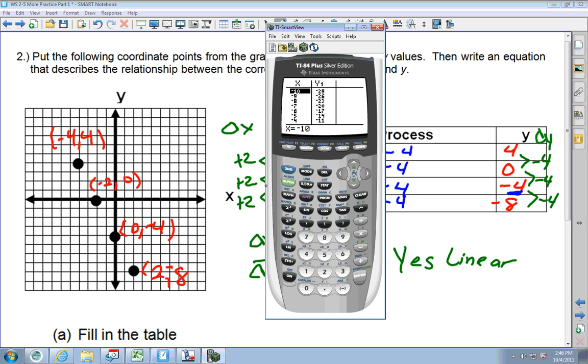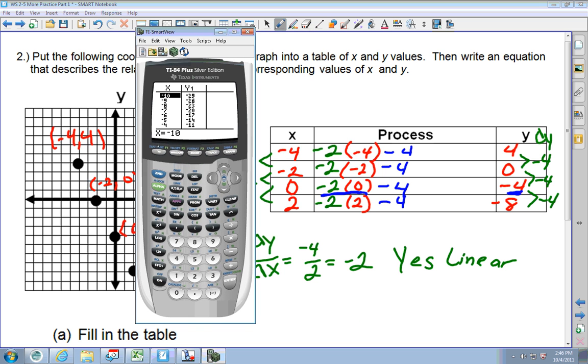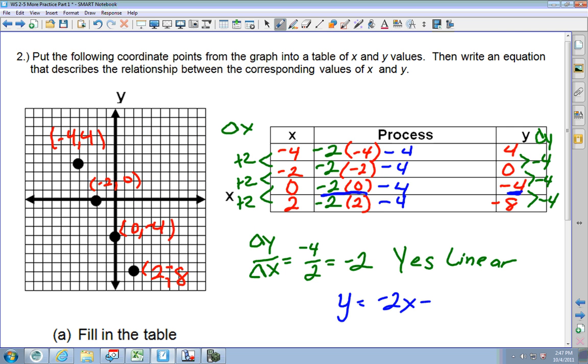So let's go and check. If I go up here, I am going to put in negative 2x minus 4, and I'm going to press second graph. And now I've got negative 4 and 4. Well, here we go. Negative 4 and 4, negative 2 and 0, 0 and negative 4, and 2 and negative 8. Okay, so now that I know I'm correct, my equation is y equals negative 2x minus 4.